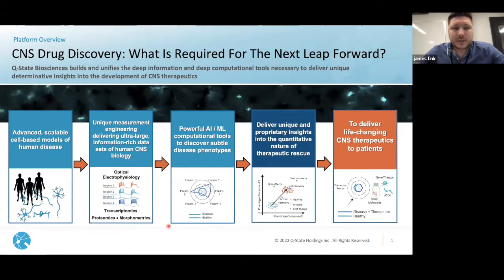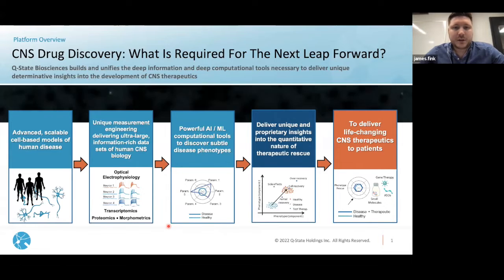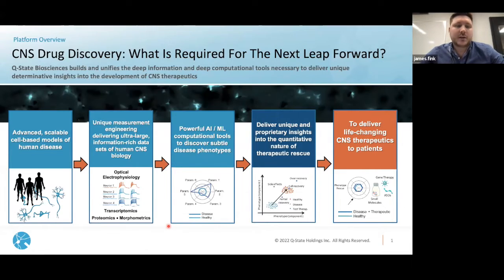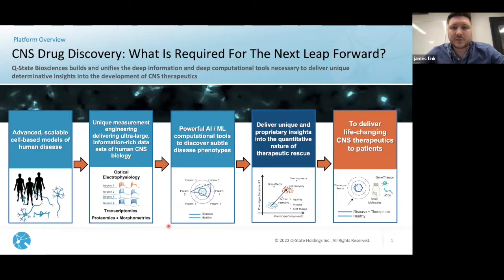So first, a little bit about Q State and what we do. We're a CNS drug discovery company that combines cellular models, all optical high throughput electrophysiology with AI and machine learning computation to derive new and unique insights into biology with the ultimate goal of bringing life-changing therapeutics to patients.